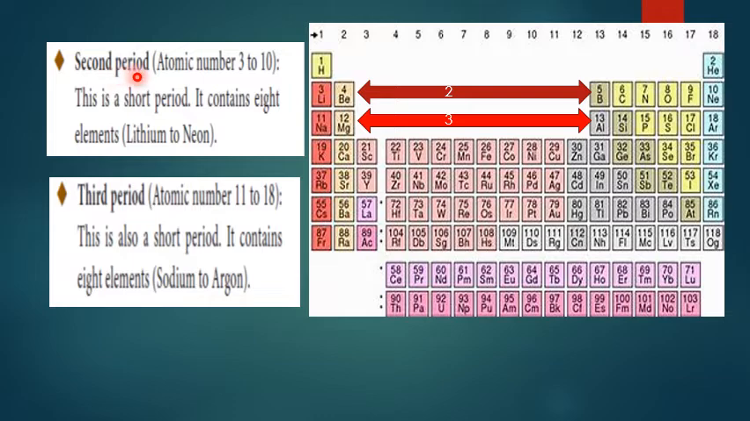The second period. This is also a short period. It contains 8 elements from lithium to neon. The atomic number is from 3 to 10. The third period, this is also a short period. It contains again 8 elements from sodium to argon. The atomic number from 11 to 18.